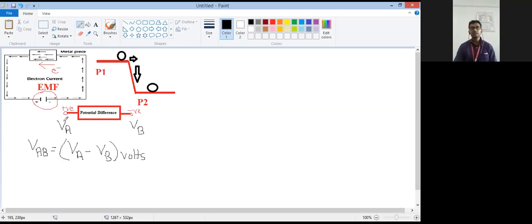Okay. If VA is at higher potential, VB is at lower potential, but you are calculating the potential difference between B and A. Initially, you were calculating the potential difference between A and B. Now you are calculating between B and A. So this will become VBA, which is given by VB minus VA, in volts.